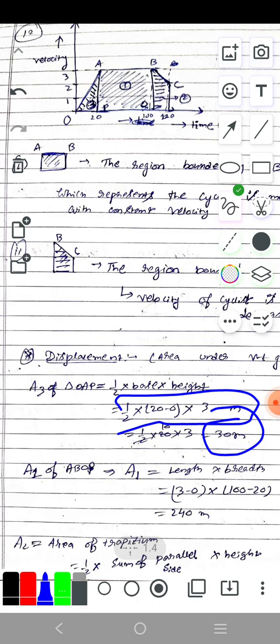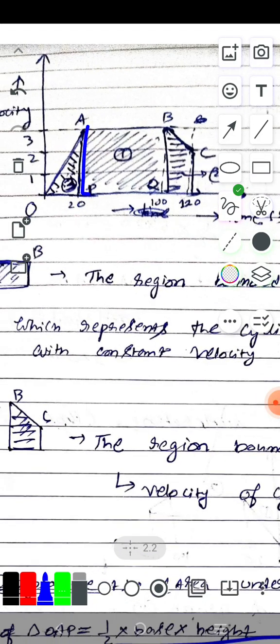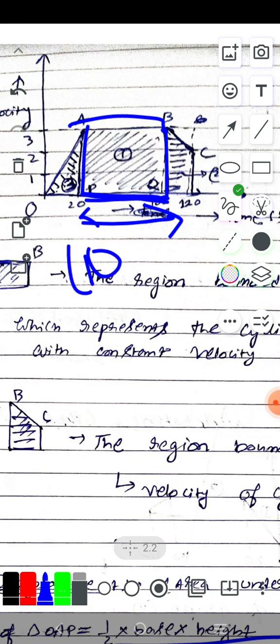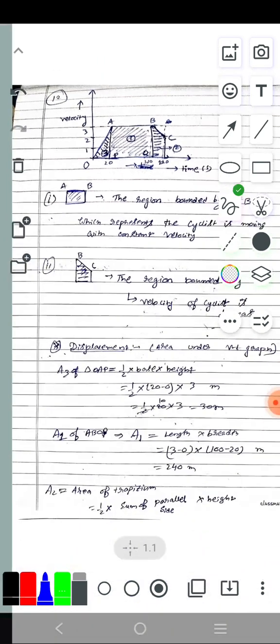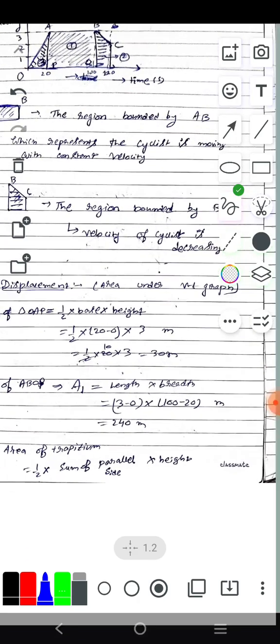And what is the area of this rectangle? For a rectangle, the formula is length into breadth. The length is 20 to 100, so the distance is 100 minus 20, that is 80. And the breadth is 0 to 3, that is 3 meters. So length into breadth, 3 into 80, is 240 meters.